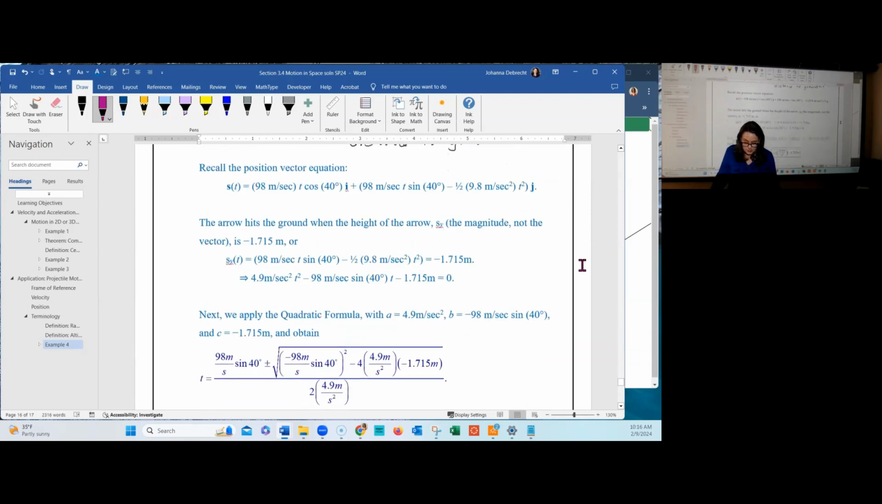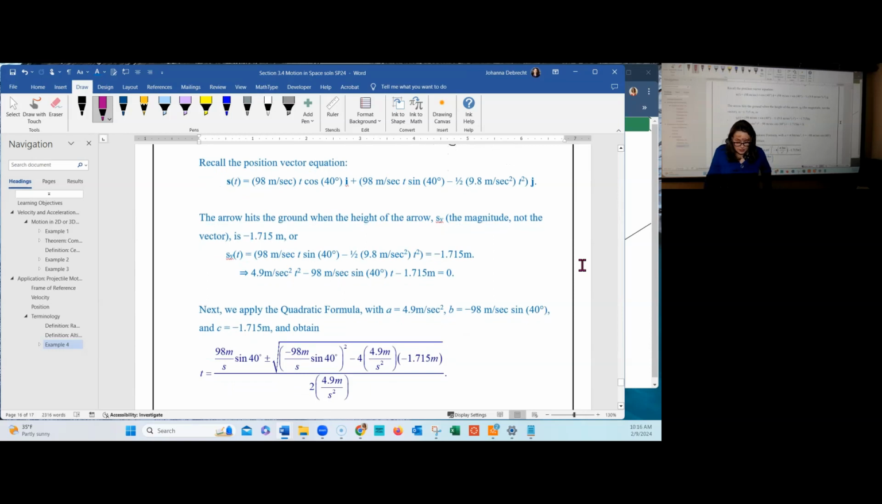So we start again with the position vector equation. We know the arrow will hit the ground when the height of the arrow in the y direction is negative 1.715, right? So below our position of having fired it. So we take the y component again, which is this expression here, and we set it equal to negative 1.715, which unfortunately for us gives us a quadratic equation in t with very nasty components. And yes, I'm sorry, but you do have to do the quadratic formula.